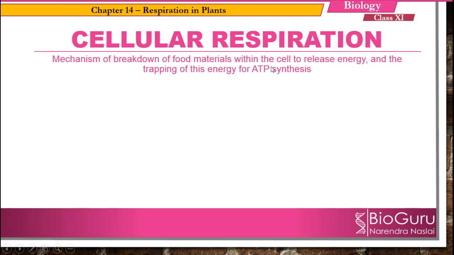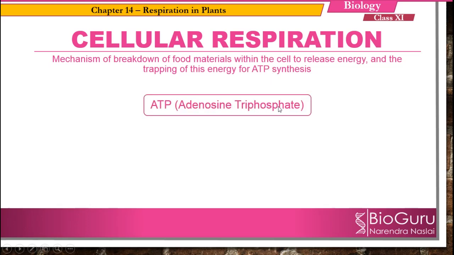Now what is this ATP? ATP is the adenosine triphosphate, which is the energy currency of the cell. We know that inside the cell thousands of biochemical reactions take place in order to keep a cell in a living state. So for that purpose, in order to carry out certain reactions, energy is required. So that energy is stored in the form of ATP. So this ATP can be synthesized after oxidation of food material inside the cell.